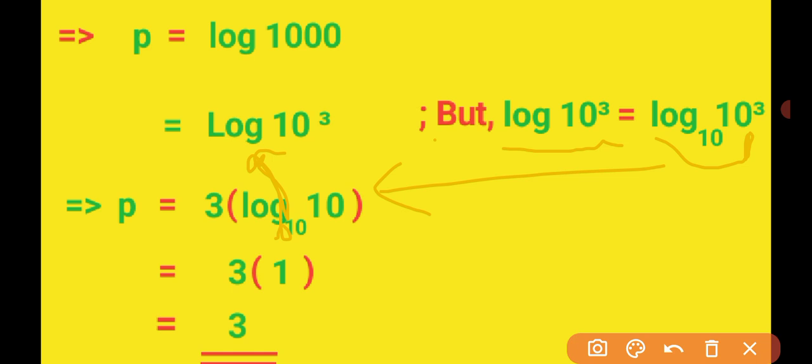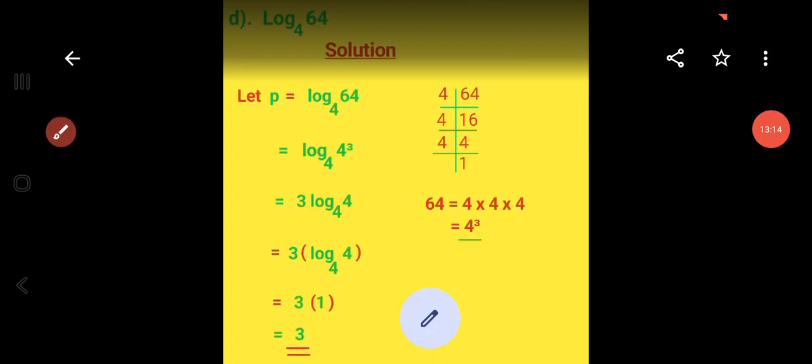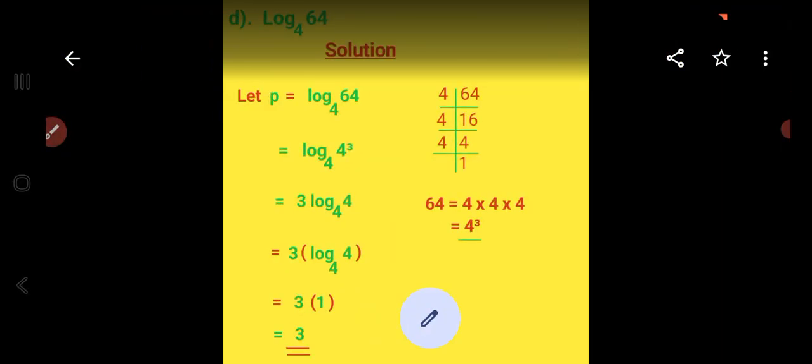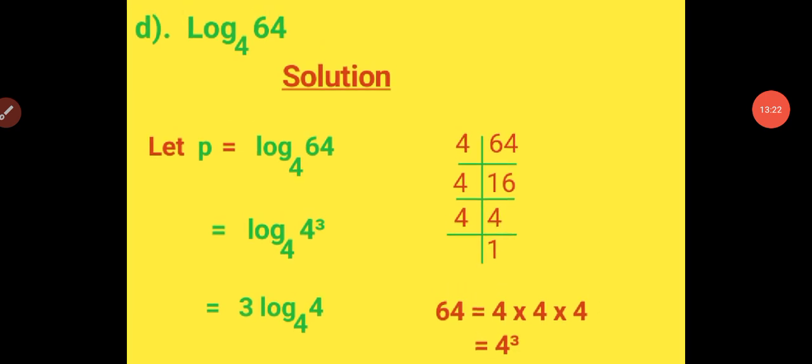So now, we know that when the base is the same as the log of that number, what we do, we bring it. Okay, it's the same as 1. When the base is the same as the figure in front, then automatically that number becomes 1. That is why in the bracket here we have 1. So 1 times 3 here, we shall get 3. And that is the answer for that number. So now, since we have finished part C, let us go to part D.